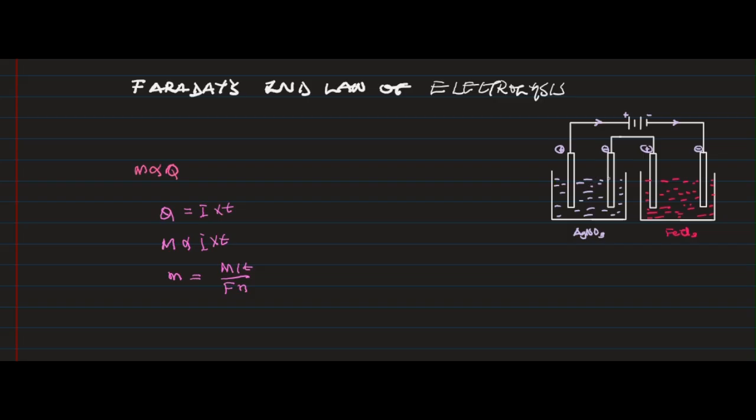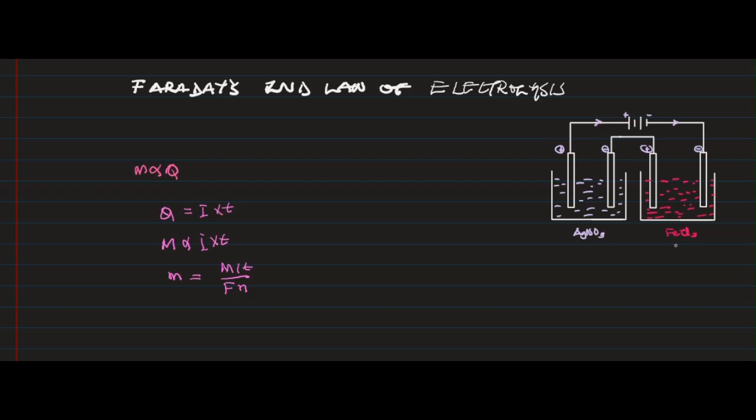The law is talking about the quantity of electricity, just like in the first law. It says whenever the same quantity of electricity is passed through different electrolytes connected in series, as we have here, where one electrolyte involves silver nitrate and the second electrolyte is iron 3 chloride, so we have two different electrolytes in this case, then this law applies.